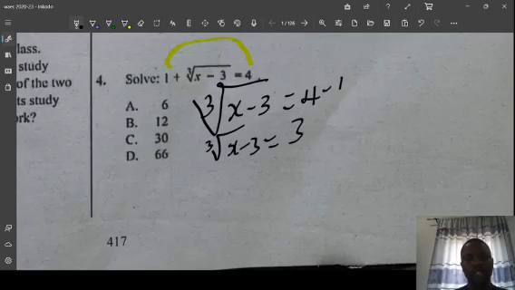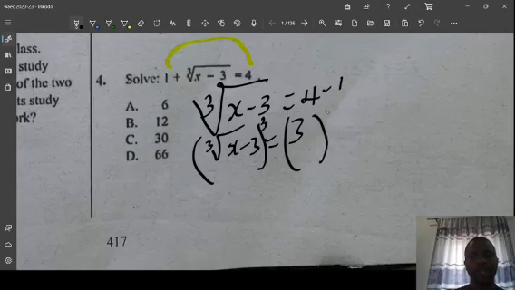So the next thing is to take care of this cube root. How do I do so? I'm going to take the cube of both sides. I'm going to raise both to power 3. All right. Because square and square roots are opposites. Cube and cube roots are opposites. So to take care of this cube root, I just simply took the cube of everything. So this cube is going to cancel the cube roots here.